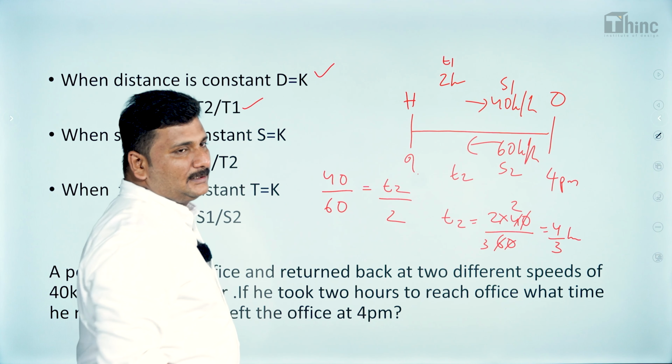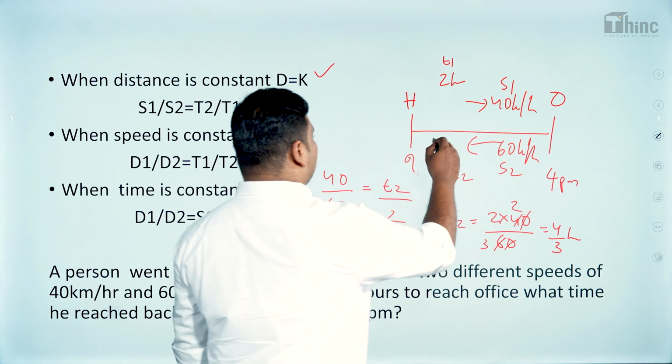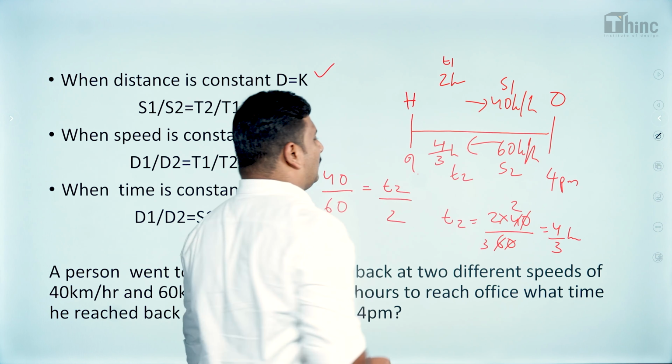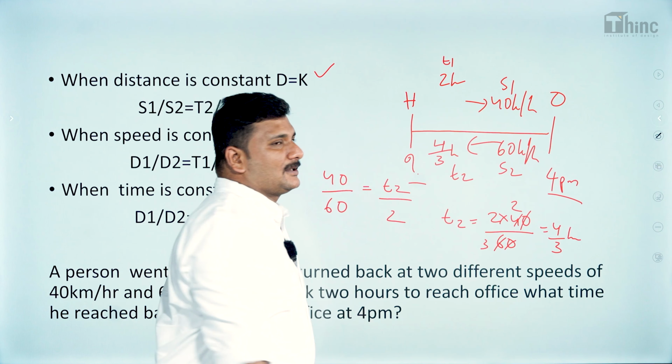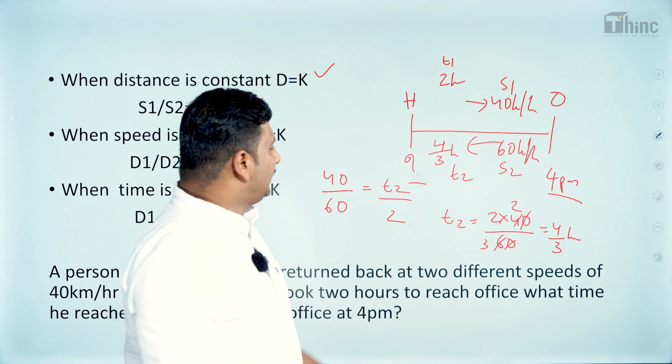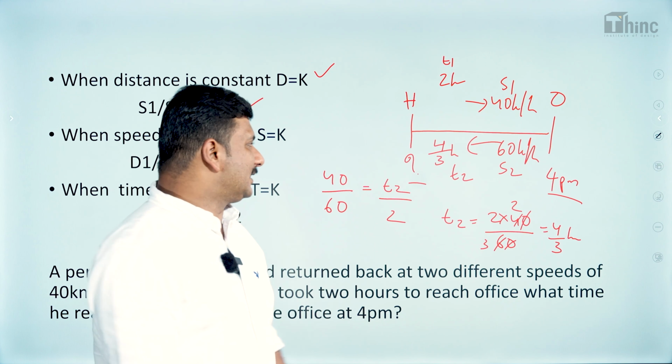So we got the time taken to return back, that is T2, that is 4 by 3 hours. Now what is the question? If he left at 4 p.m., what time he will reach back is the question. So what we have to find out, we have to convert 4 by 3 hours into minutes.